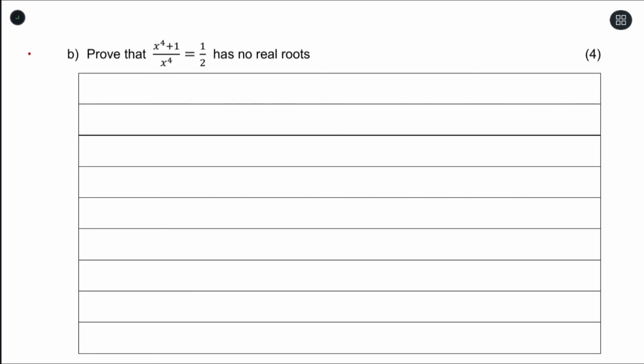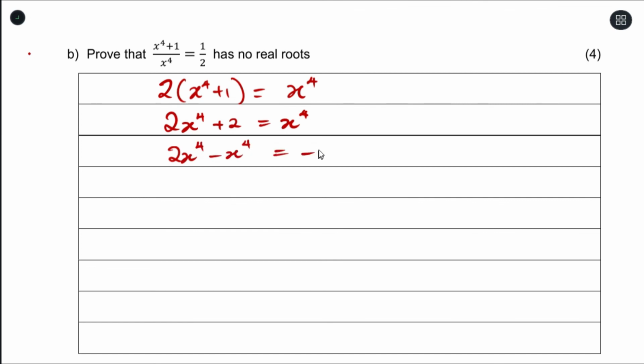So to get this, let's try as much as possible to cross multiply, simplify it, try to find x and see what will happen. So the cross multiplication here would give you 2 open bracket x to the 4 plus 1, and this one here is x to the 4. Then multiplying it out, we have 2x to the 4 plus 2 is equal to x to the 4. We move it over, we get 2x to the 4 minus x to the 4 is equal to negative 2. So this is x to the 4 is equal to negative 2. So here we get x is equal to the 4th root of negative 2.